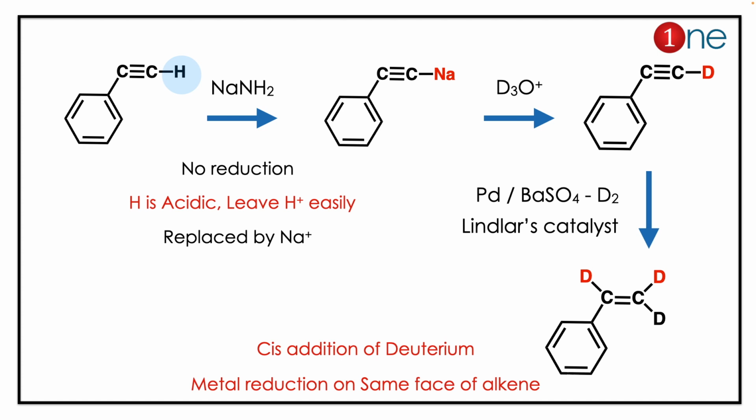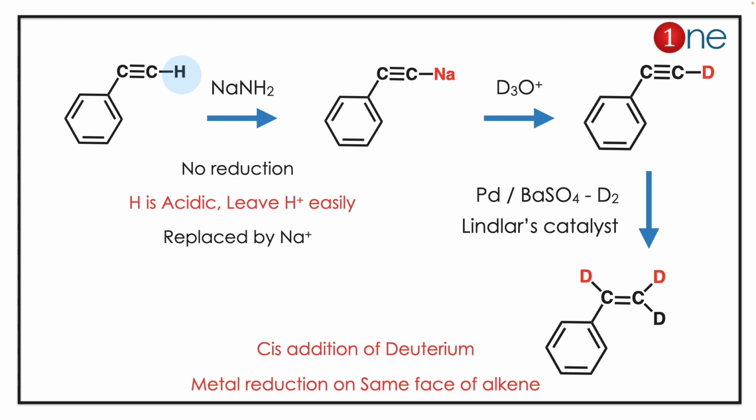Here the answer lies in your basic understanding and mechanism. In the first step you are reacting with sodamide. Everybody imagines reduction will happen and you get a trans alkene, but it won't happen because the hydrogen here is acidic. It's an sp hybridized carbon, it is acidic, so it leaves the H plus easily.